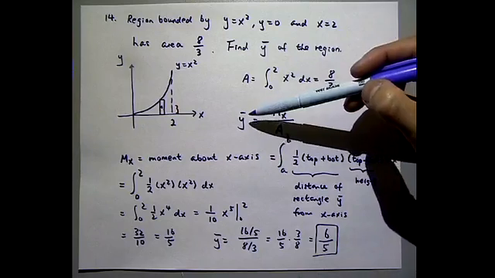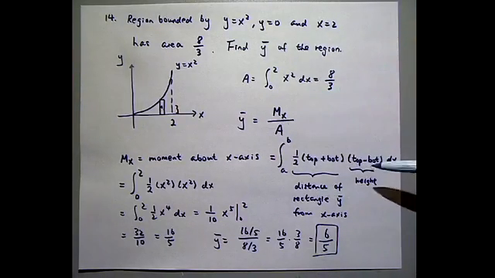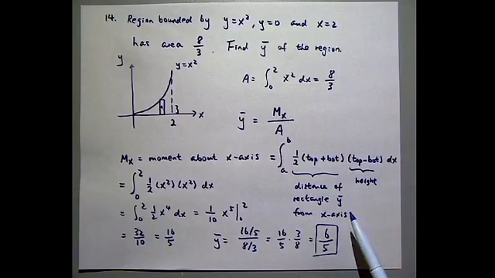For x bar here, you would do My over A, right? And My is the same idea. Distance of the rectangular center of mass from the y-axis. This part is always the same. All right, next one is number 10.